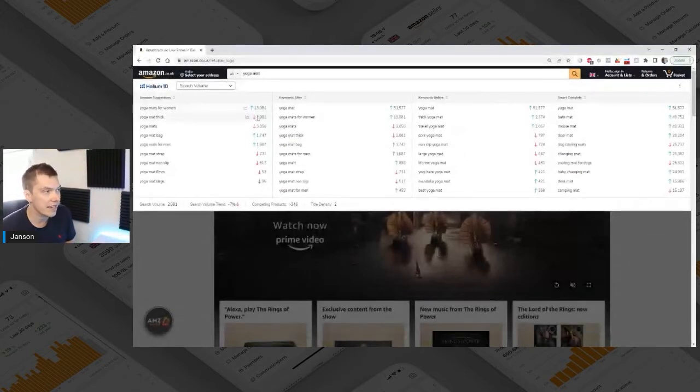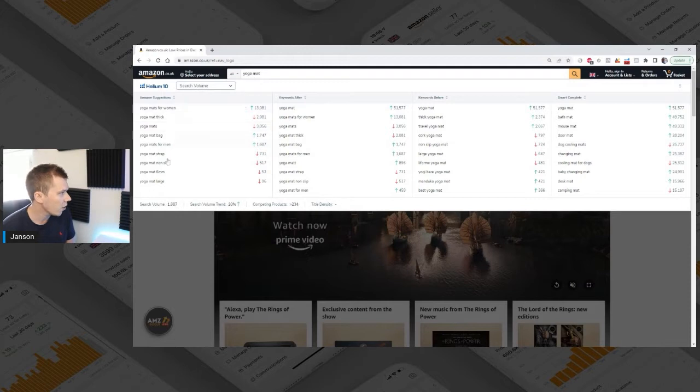Now, this is the real, absolute game changer. We've got keywords after. So what Helium 10 is doing here is using its Cerebro tool, so a separate tool, to tell you what other keywords or search terms customers are using in addition to yoga mat. So we can see yoga mat is here. Oh, actually, excuse me, we can see that yoga mat is the most popular one with 52,000.